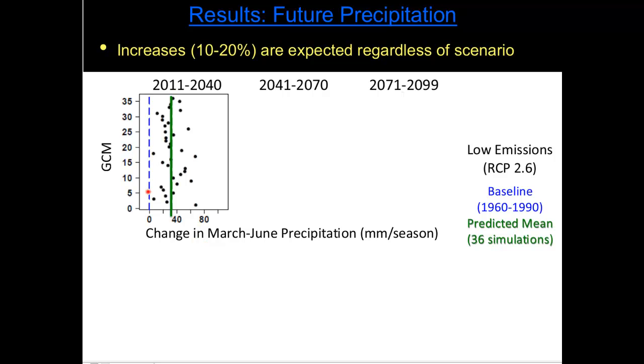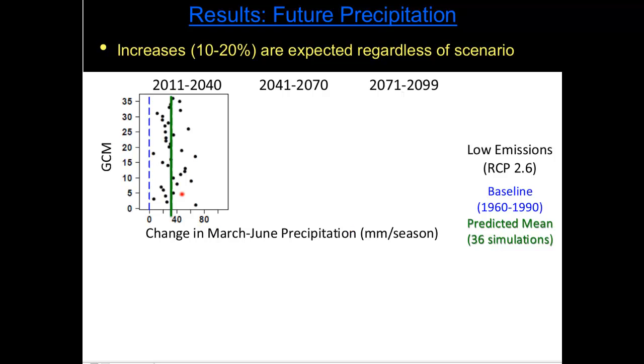The dashed blue line you'll see in all these panels is the baseline. So this is the baseline average rainfall that happened from 1960 to 1990. The solid green line, and in some cases it's going to be a dashed green line, is the predicted mean from the 36 climate scenarios that we analyzed.